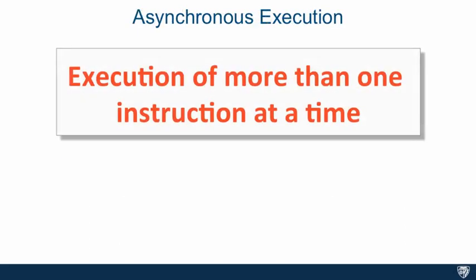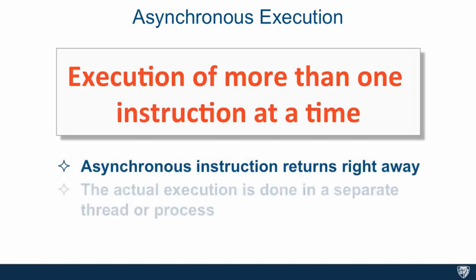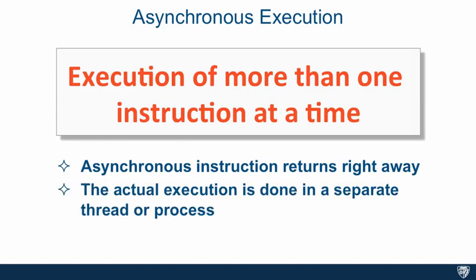On the other hand, asynchronous execution means execution of more than one programming instruction at a time. An asynchronous instruction returns right away. It sends off its instruction and it's ready to execute the next one right away. And the actual execution of that asynchronous instruction is really done in a separate thread or process. So at this point, you might be wondering, if JavaScript is a synchronous language, everything in it is executed synchronously, how is Ajax even possible? Ajax is asynchronous. Well, let's take a look at a diagram.